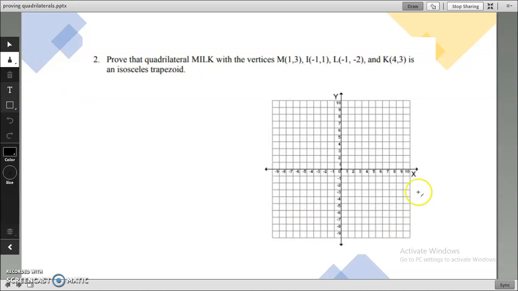So let's go ahead and draw what we have. M is at (1, 3). I is at (-1, 1). L is at (-1, -2). Oops, that's not right, (-1, -2) is down here. I'm sorry. And K is at (4, 3).